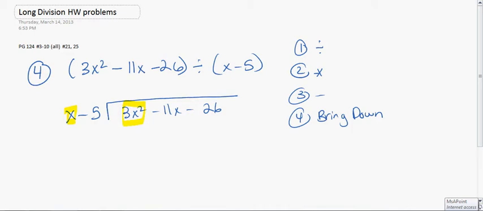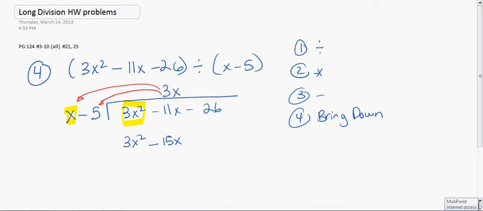So x goes into 3x squared 3x times. So I'm going to write a positive 3x over the other x term. I'm going to try to keep my like terms lined up. So there's dividing. Now I'm going to multiply. So 3x times x and 3x times a negative 5. 3x times x is 3x squared. 3x times negative 5 is negative 15x.